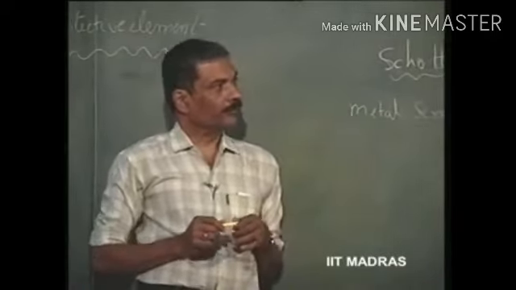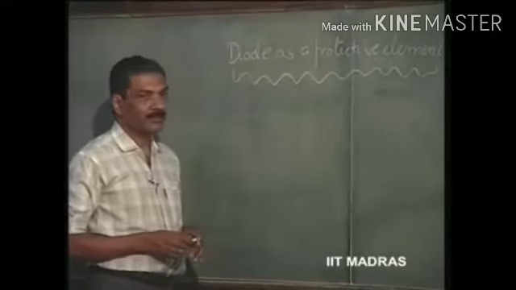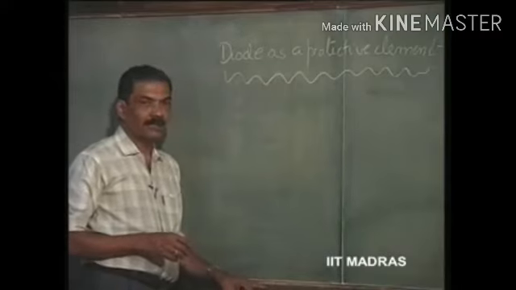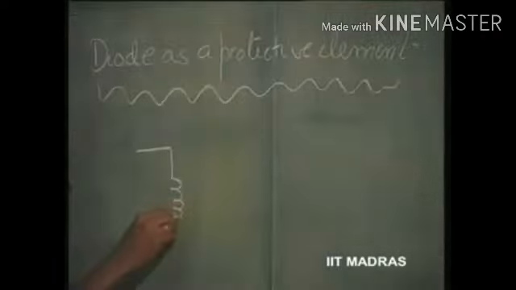We have some typical application in power, where a diode is used as a protective element. I would like to elaborate a little bit here. We have an inductor L, let us say, in which a current I is flowing because the switch is closed. Current is flowing in an inductor. Let us now open the switch.